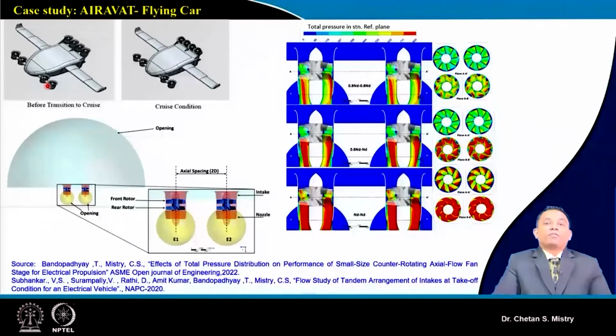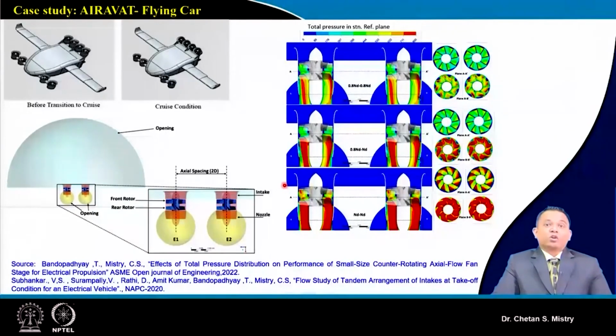Suppose it is a roadable vehicle, then we have constraints with sizing, and that's the reason why we have explored the possibility of what needs to be the spacing between these two rotors, and we found that it needs to be 2 times the diameter of the casing.